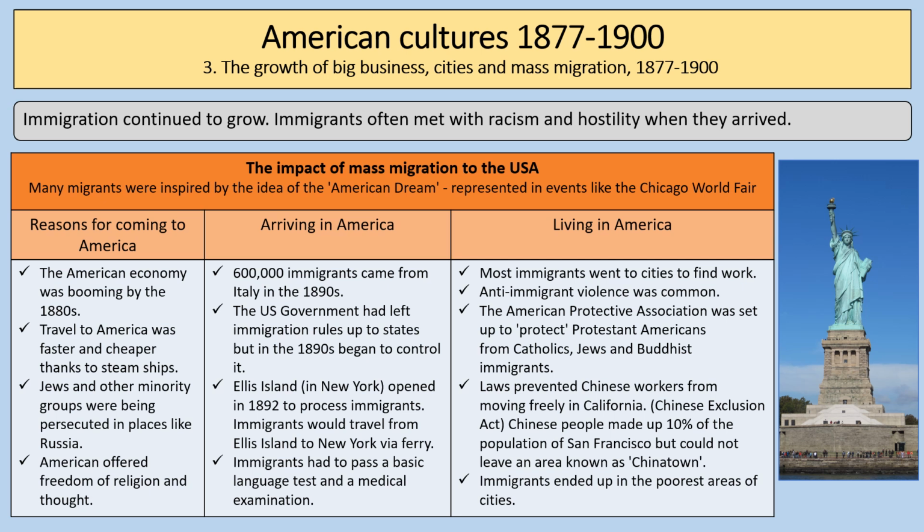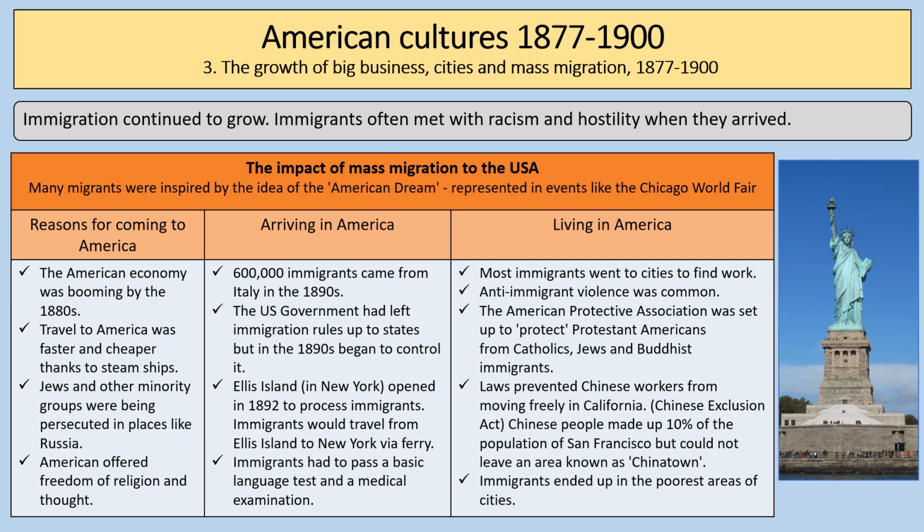So lots of people came to America for the booming economy. By the 1880s, travel to America was faster and cheaper thanks to the steamships. Jews and other minority groups were being persecuted in European places like Russia, for example, where there were pogroms. America offered freedom of religion, freedom of speech, freedom of thought, so many people came to America to start new lives. Now, when people arrived in America, 600,000 immigrants came from Italy in the 1890s.